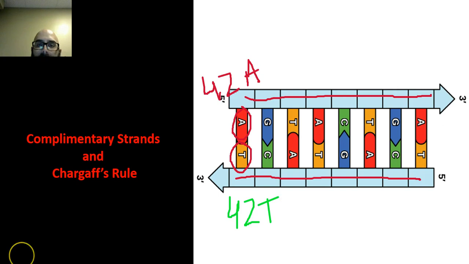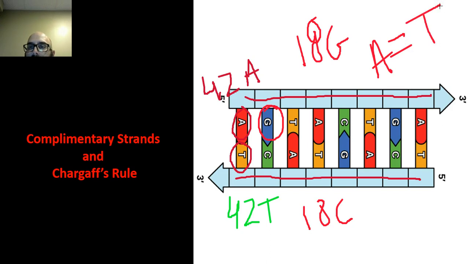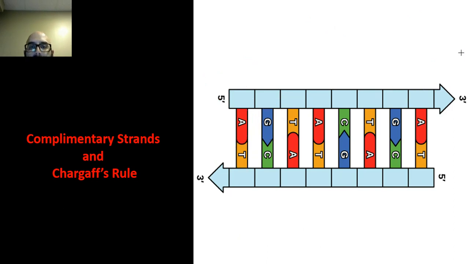If I said that there were 18 guanines, I don't know why I have trouble writing an 8, on this side right here, that would have to mean on the opposite side there's 18 cytosines. That's called complementary strands in Chargaff's rule. Chargaff's rule basically means the ratios of nucleotides are equal on opposite complementary strands. There's always going to be the same amount of A's as there are T's on opposite strands, and the same amount of C's as there are G's on opposite strands.